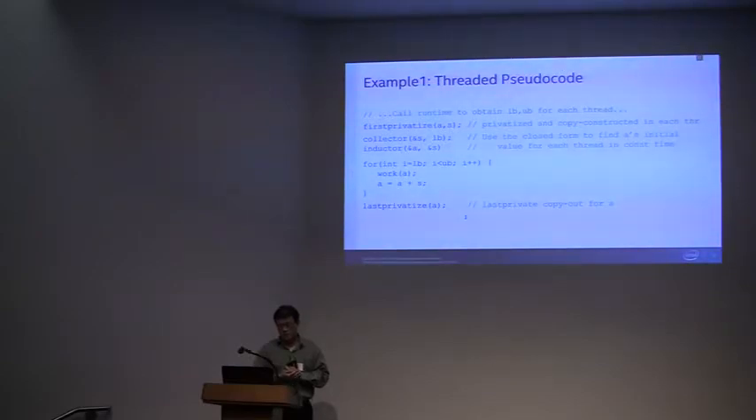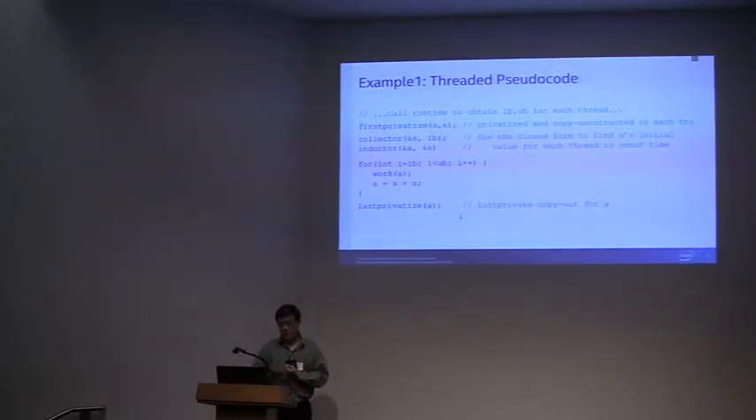So basically, other than the privatization semantics where A is replaced and S is replaced, the body of the loop is unchanged versus other threaded code. And after the loop, then just like with linear, with induction, you have to copy out the last value of A. So this is similar to the lastprivate semantics. So that is the code gen for threadization.